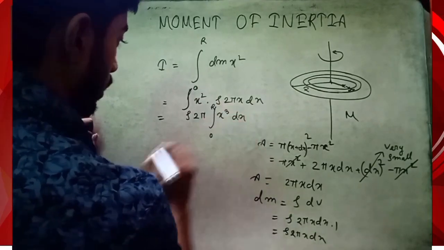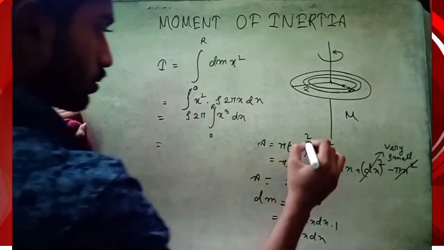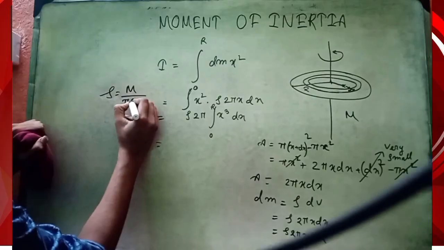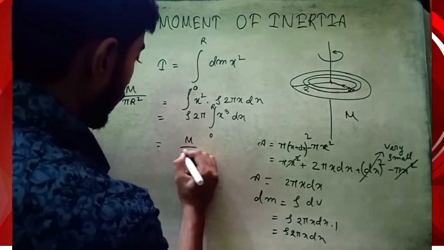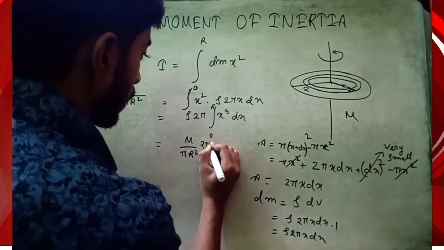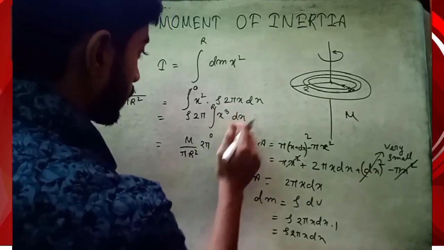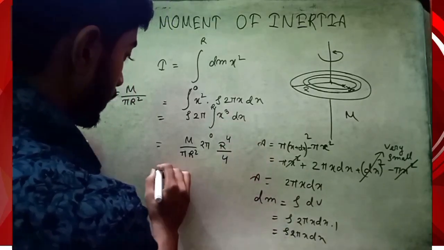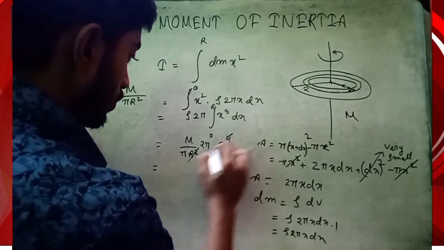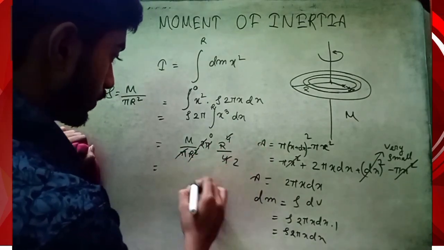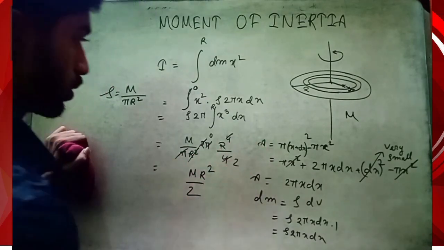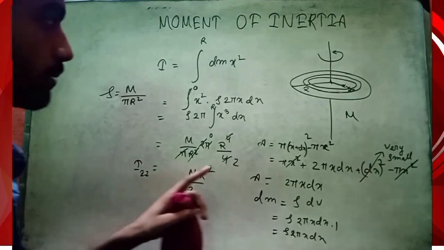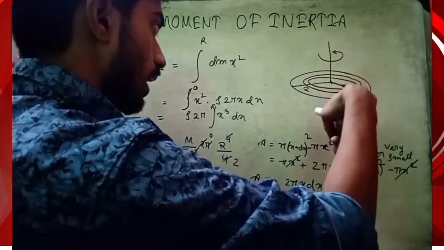Integration from 0 to R. Okay, so rho is m by pi R square. So m by pi R square into 2 pi. After integration, this term gives the value of this. So this is cancelled, and this is also cancelled. So M R square divided by 2. This is the moment of inertia when the principal axis is along the z axis.